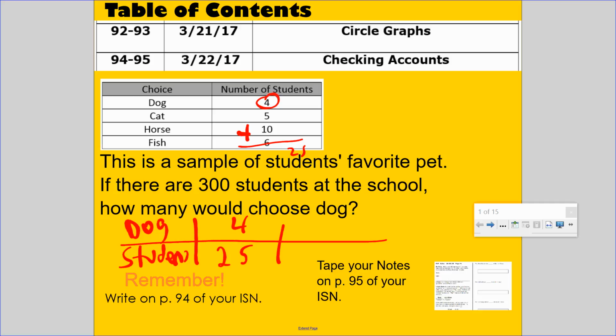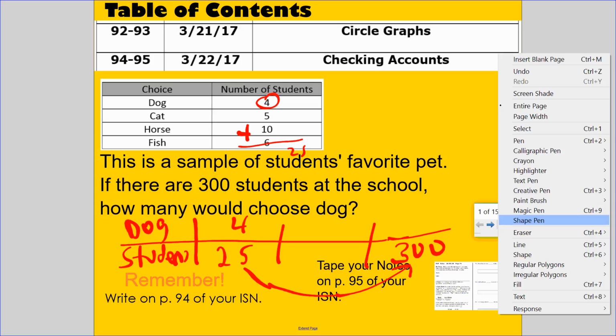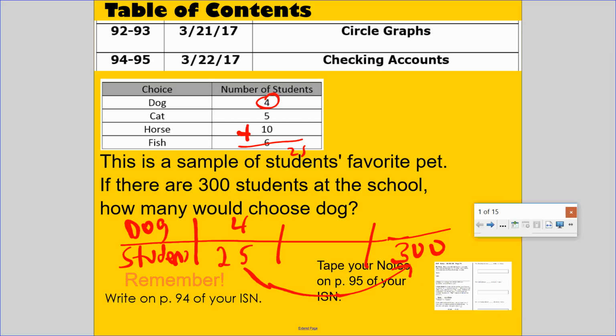They want you to build this relationship to 300 students. That's the total population of the school. So what is the relationship from 25 to 300? 25, 50, 75, 100, 125, 150, 175, 200, 225, 250, 275, 300. The relationship is times 12.